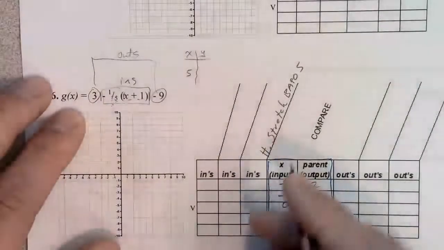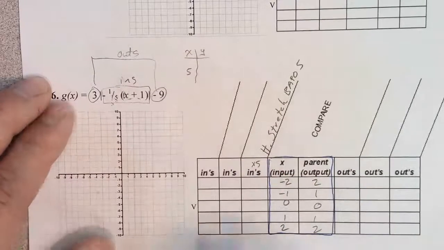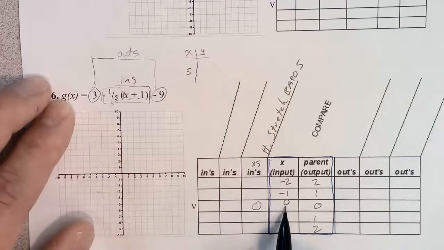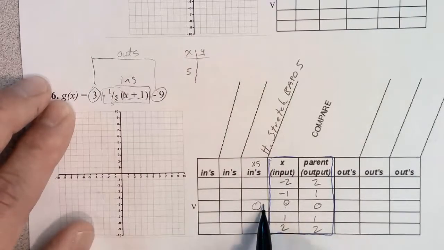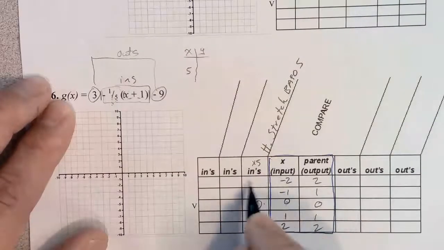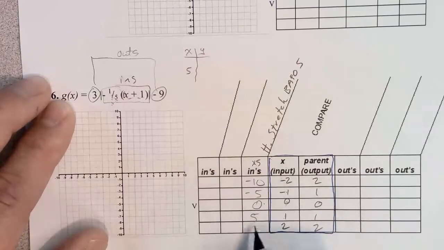So in this case, this does mean I multiply each of these by 5. So the point that was at 0, 0 is now at, well, 0 times 5 is still 0. Yeah, that would be negative 10. Negative 2 times 5, negative 1 times 5, 1 times 5, and 2 times 5.